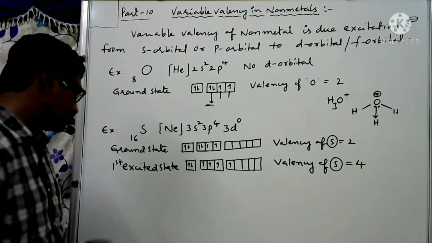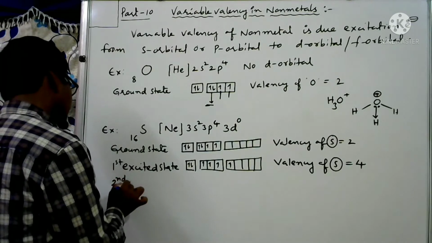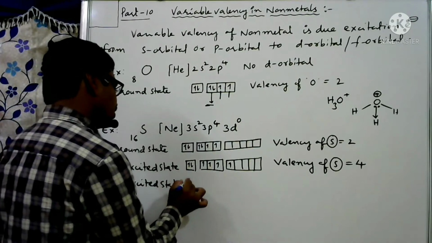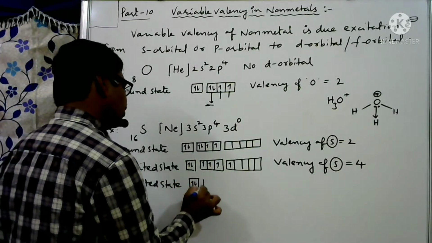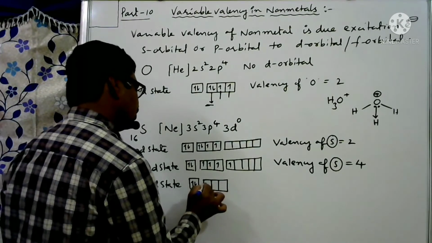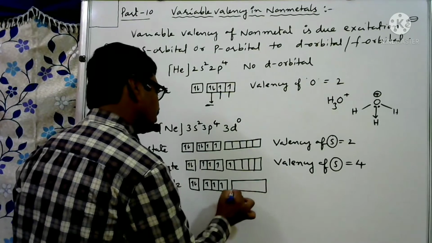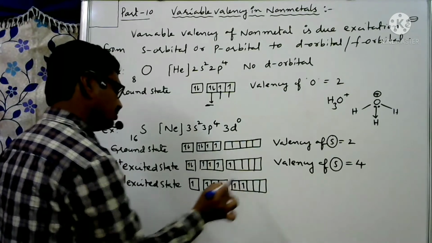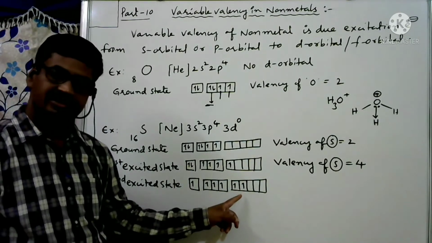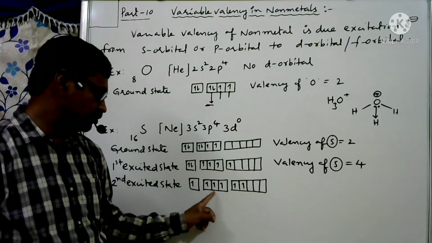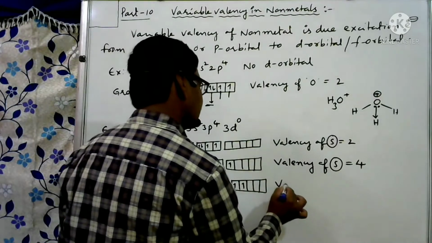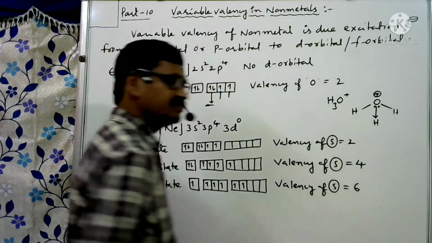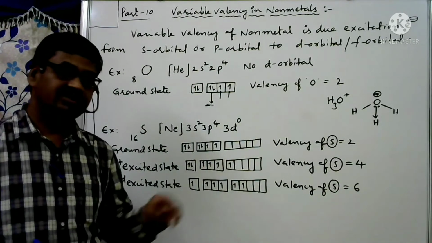Here one more valency is also possible in the second excited state. In the second excited state, this electron pair also splits and one electron jumps from the s orbital to the vacant d orbital. Already in the d orbital we have one electron. Now this electron pair jumps from here to here. See how many unpaired electrons are present here: 1, 2, 3, 4, 5, 6. So the valency of sulfur here is 6. That is, it is showing 3 valencies.